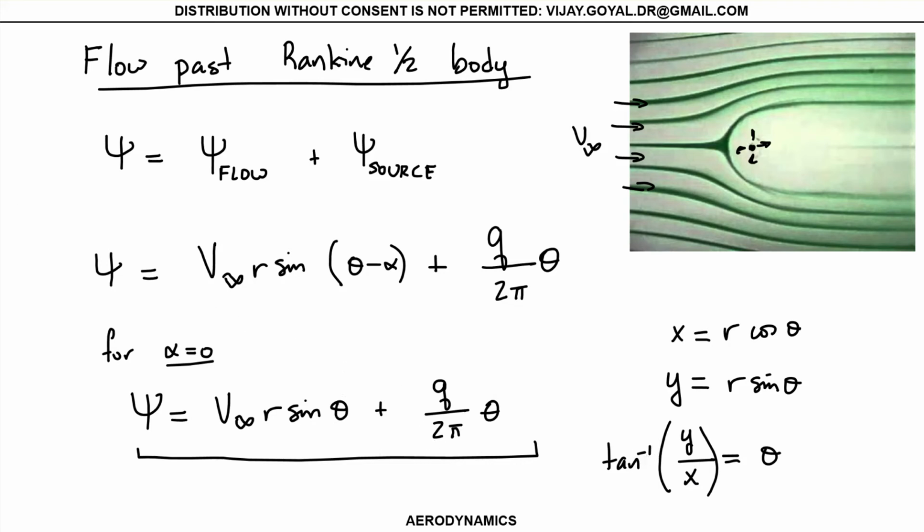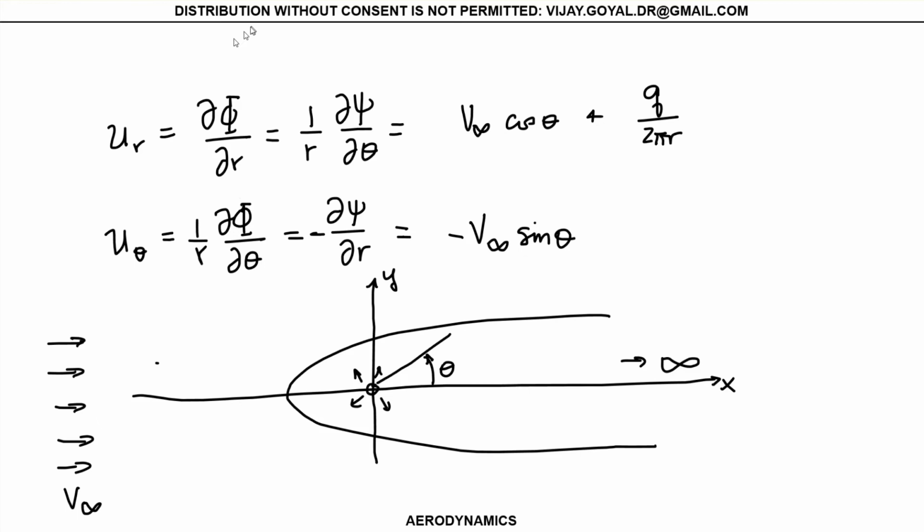Now remember what we want. We want to know the stagnation point, the radius here, the radius at infinity. So we do the same as before. We find the velocity using the cylindrical coordinate system, and this is the expression that you get: u_r is V infinity cosine theta plus q, the source flow, divided by 2 pi r, and u theta will be minus V infinity times sine of theta.